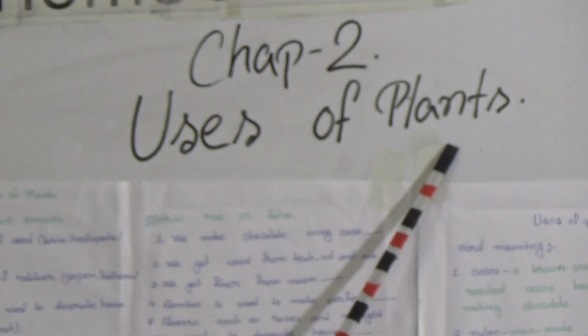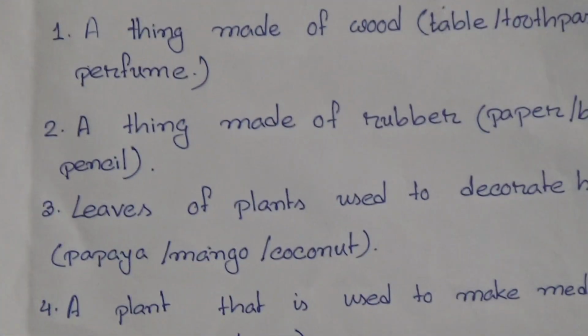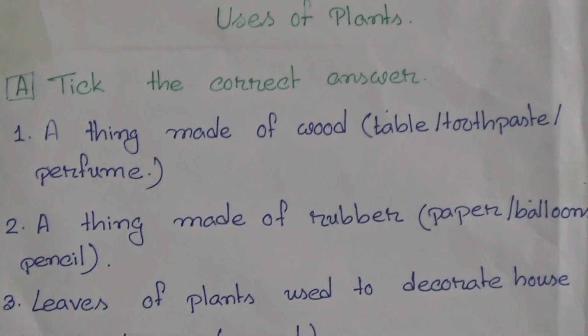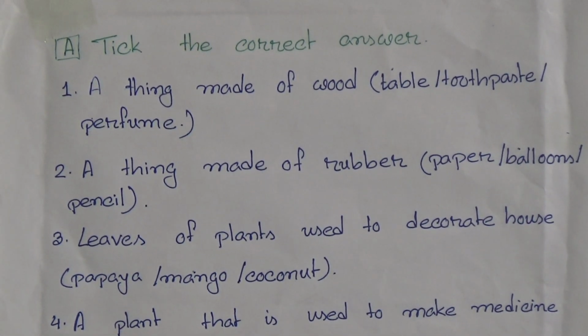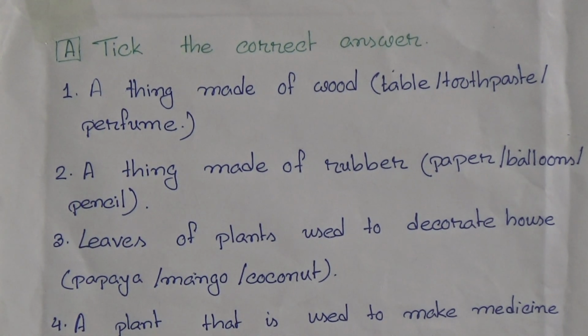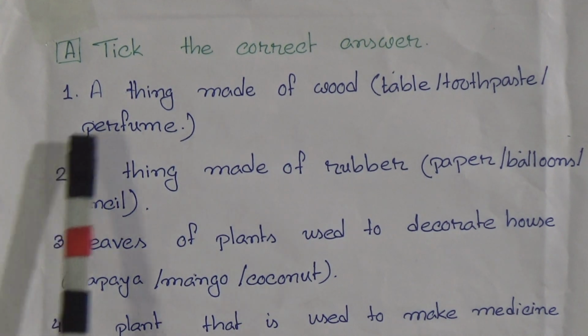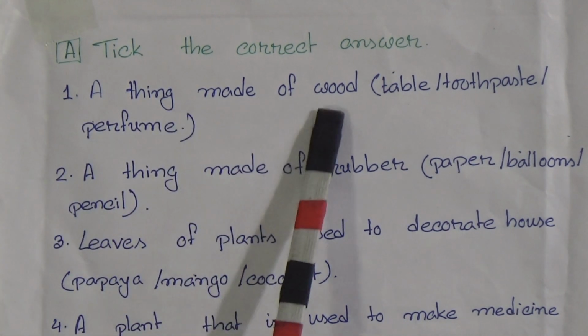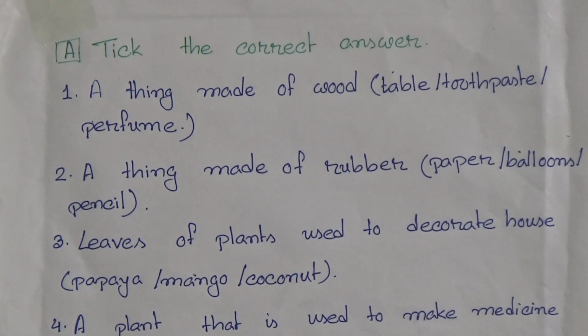The name of our chapter is chapter 2, uses of the plants, and here is exercise number A. Tick the correct answer. In this question there is a sentence and 3 options. You choose the correct answer, then put the tick mark on it. Now we read the sentence. A. A thing made of wood. Options: table, toothpaste, perfume. We know that table is made from wood, so we put the tick mark on table.